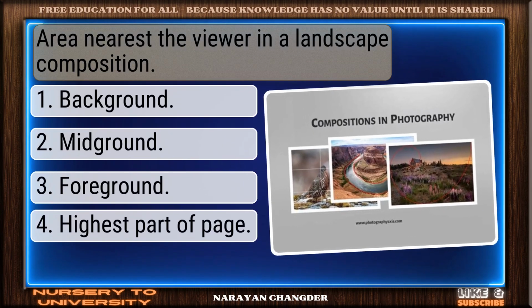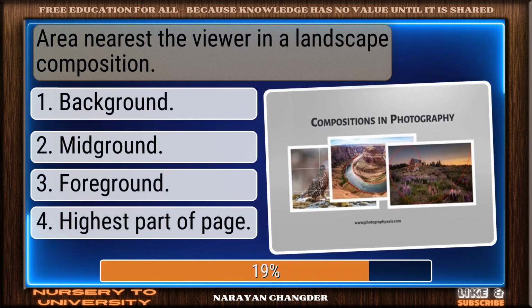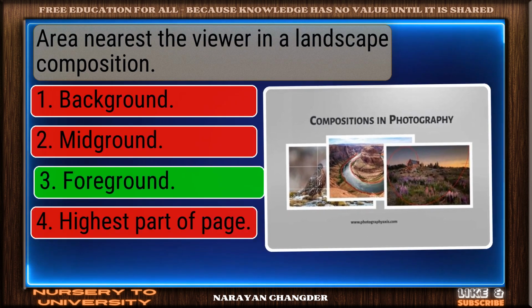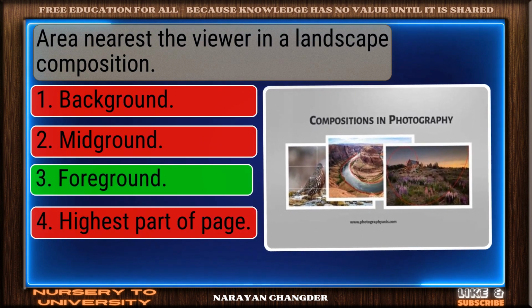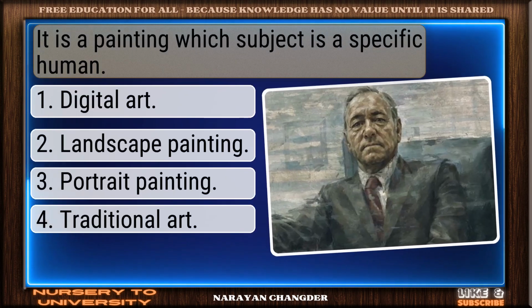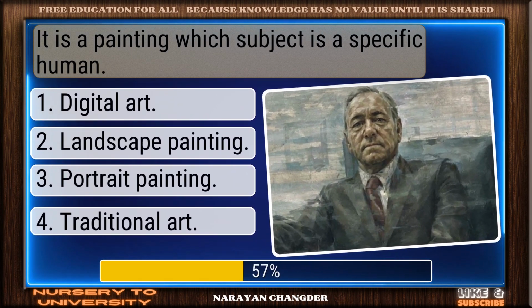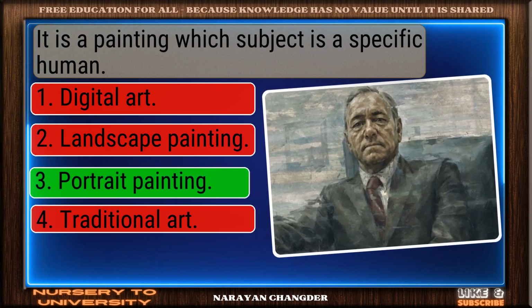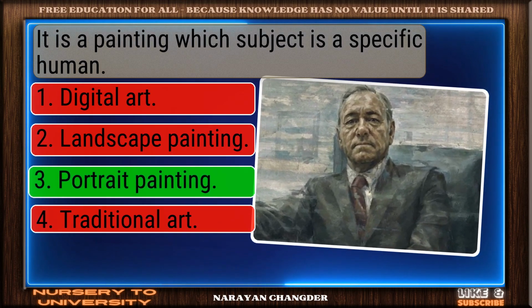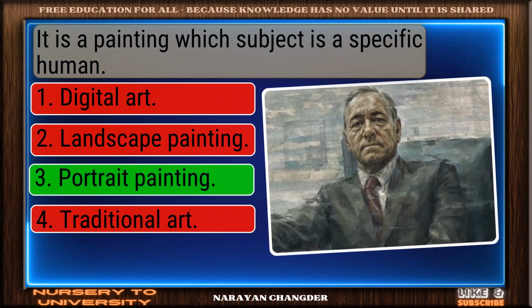Area nearest the viewer in a landscape composition. Good job. Your answer foreground works well here. It is a painting whose subject is a specific human. Nice work. You chose portrait painting, and it is correct.